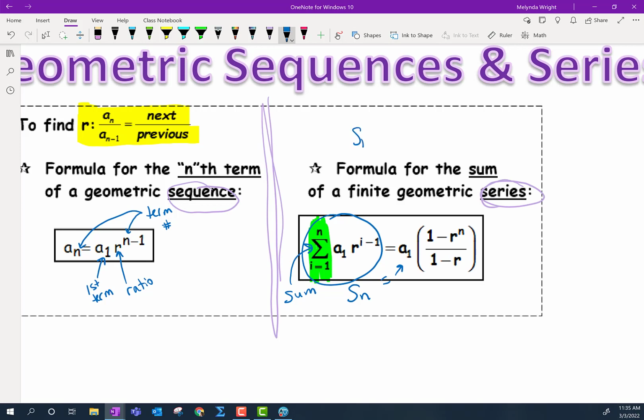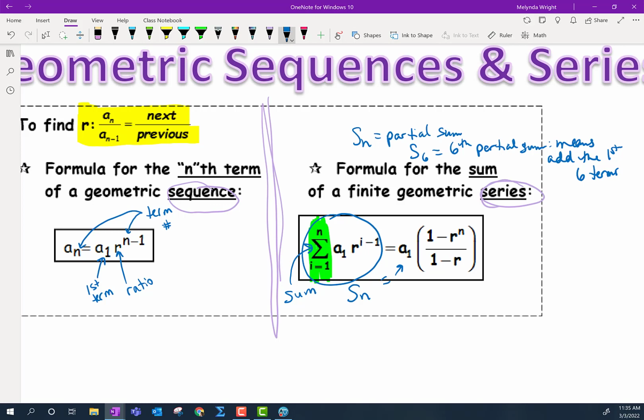S sub n is our partial sum. That's a really important concept. If it were S sub 6, that would be our 6th partial sum, which means you add the first 6 terms. That's what a partial sum means. Or maybe you want to add the first 15 terms. It's really whatever you're asked to do or whatever you want to do.